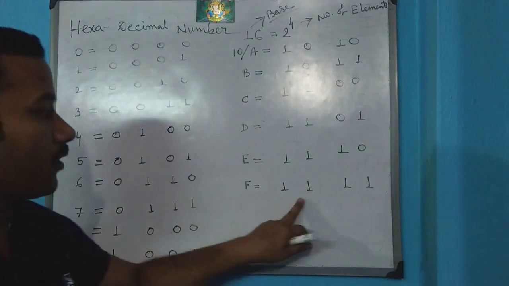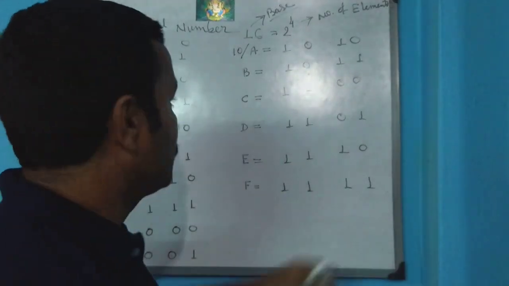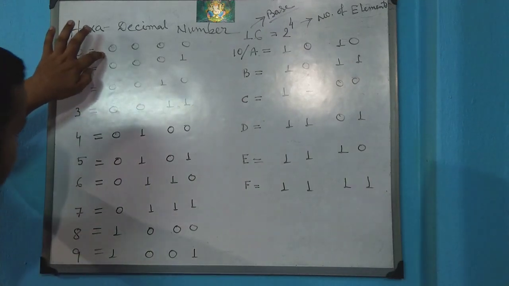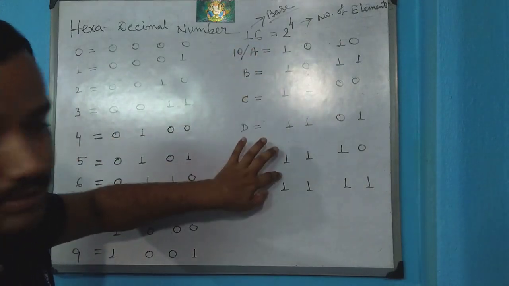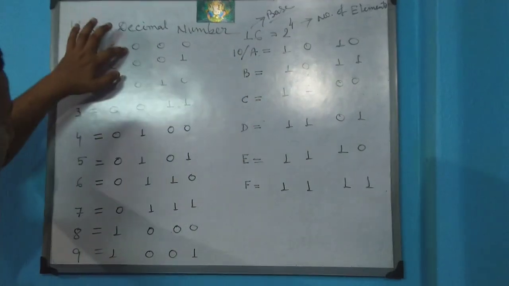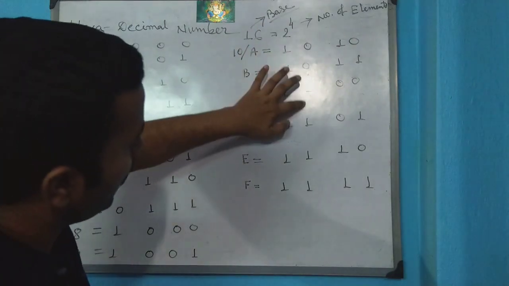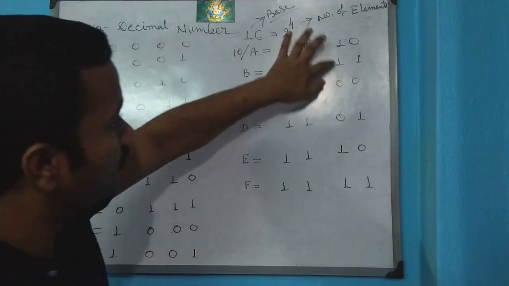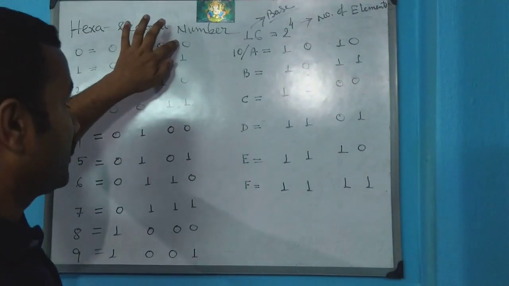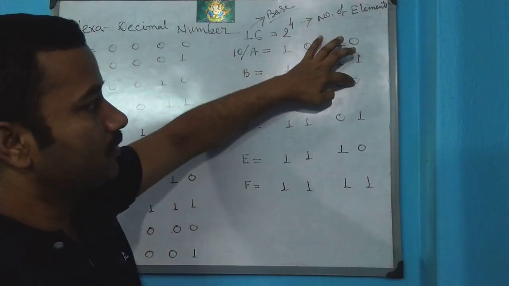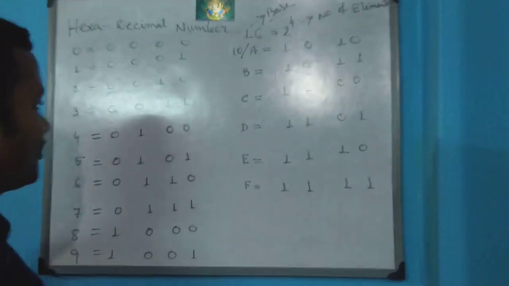Here, in the last column, there are 4 times 0 and 4 times 1. You can see 8 times 0 and 8 times 1 in the first column, then in the second column 4 times 0, 4 times 1, 4 times 0, 4 times 1, and in the third column 2 times 0, 2 times 1, repeated. And the last column is 0 1 0 1 repeated. Very easy.